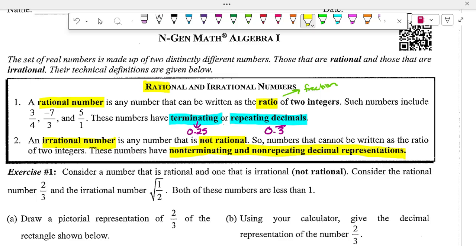Pi. Good. The most famous irrational number is pi. 3.1415, etc., etc., etc. All right. So pi is an irrational number. Can someone name me another one? Square root 2. Essentially, any radical that does not have a perfect square under it is considered irrational. All right. So square root of 3, square root 5, square root 17, whatever.